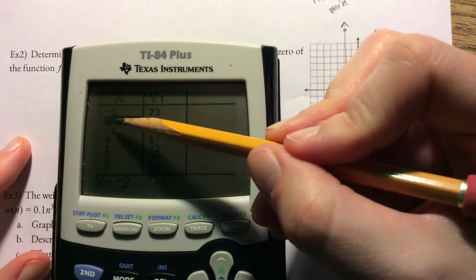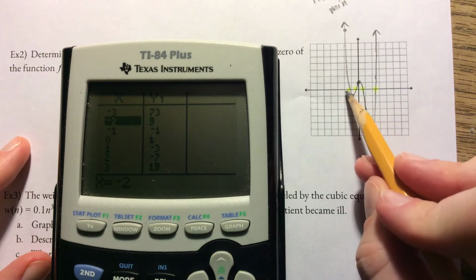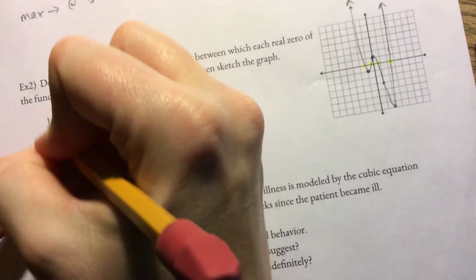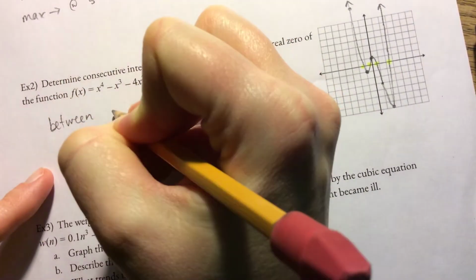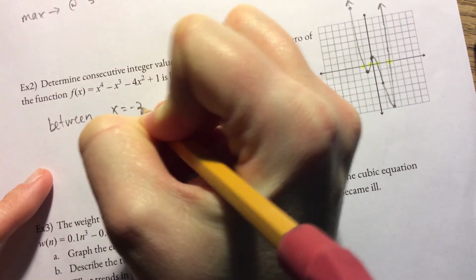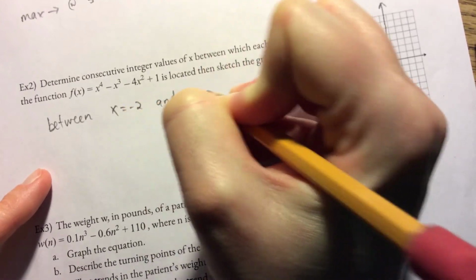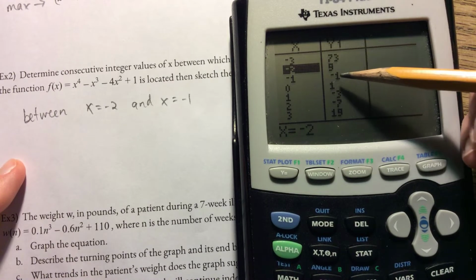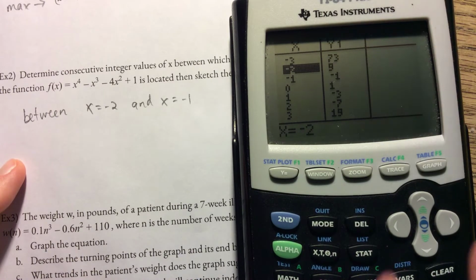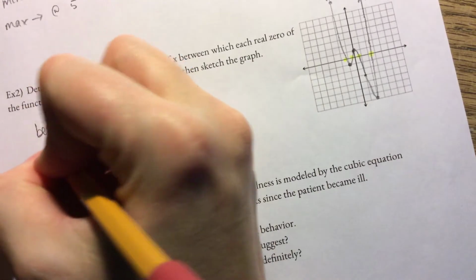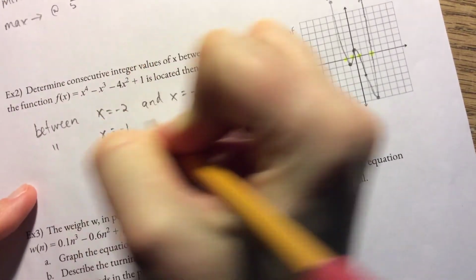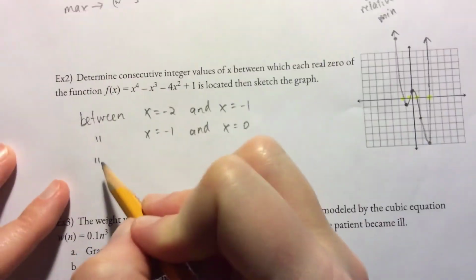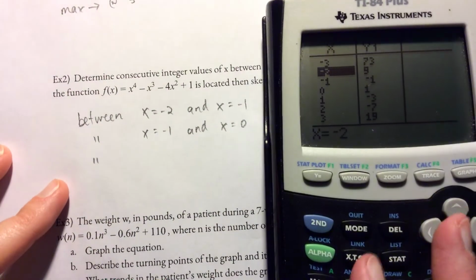So right here, in between -2 and -1, which you can confirm on here, that's where you have a 0. So I have between -2 and -1, because it switches sign right there. It also switches sign right here between -1 and 0. So I'm going to say between x equals -1 and x equals 0. These are just ditto marks, which means repeat the thing above it.